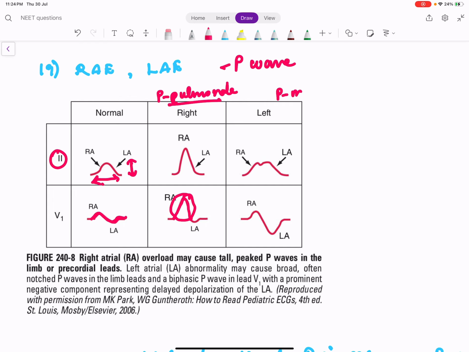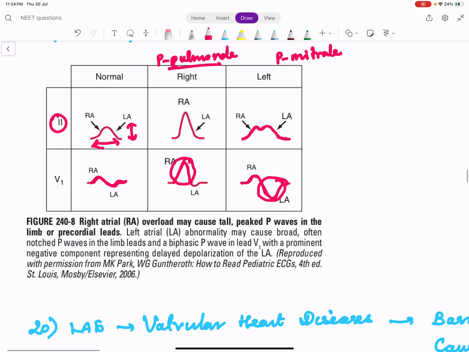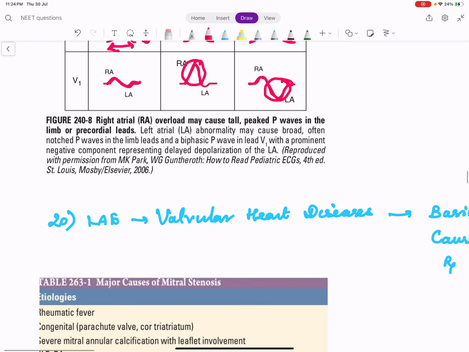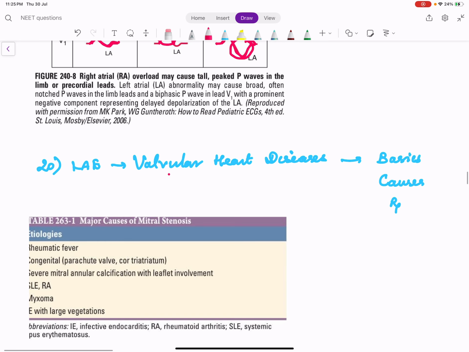Left atrial enlargement is called as P mitral. So here in lead 2 we get bifid broad P wave. And in lead V1 we get a predominant negative wave of P wave. So what conditions cause right atrial enlargement or left atrial enlargement? They are valvular heart diseases.